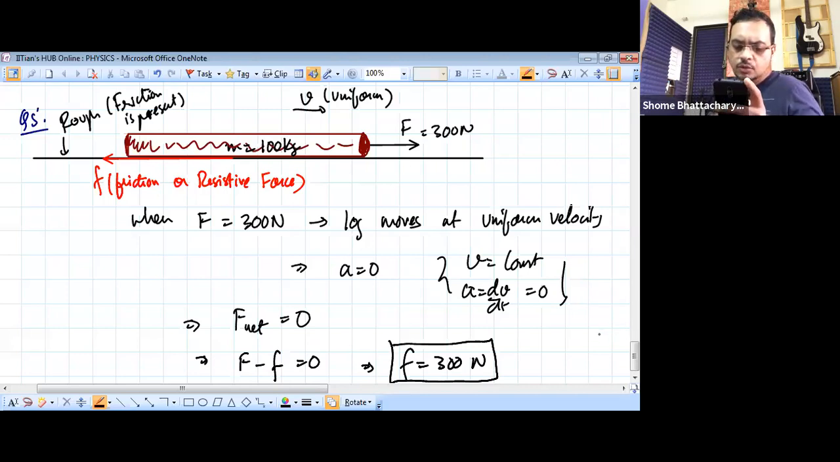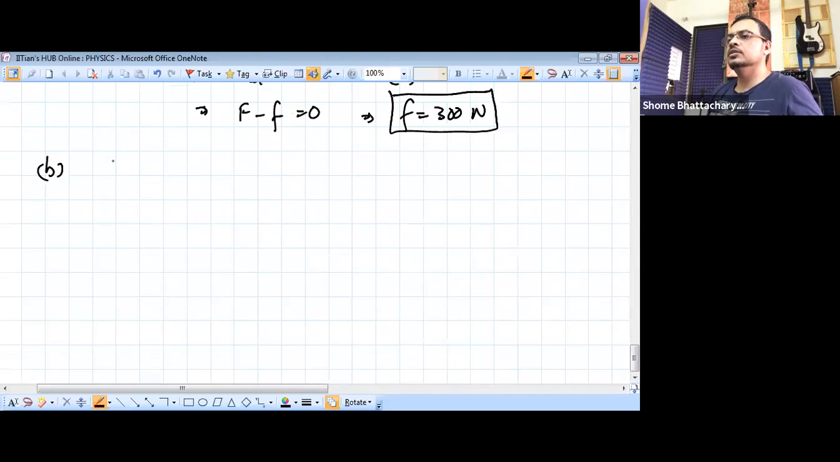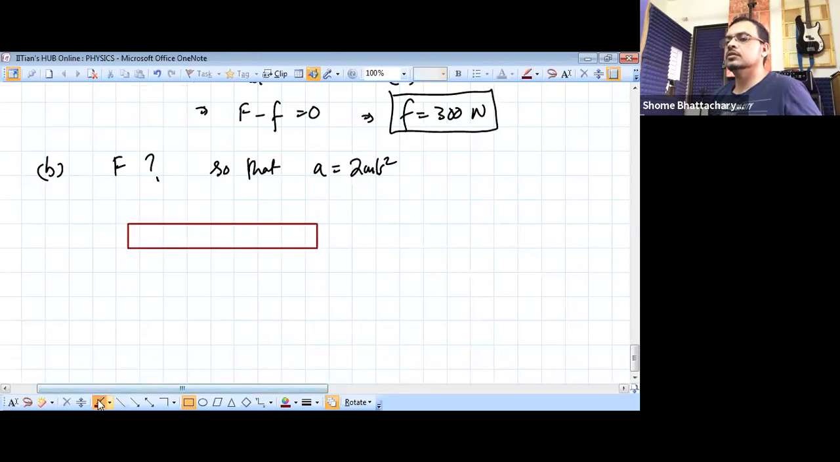Okay. So what is the resistive force? That is done now. That is part B of the question. Part B asks what force you must exert to give it an acceleration of 2 meters per second squared. So in this second part, I want to increase the force so that the acceleration becomes 2 meters per second squared. It is the same object, same thing, but we are increasing the force.